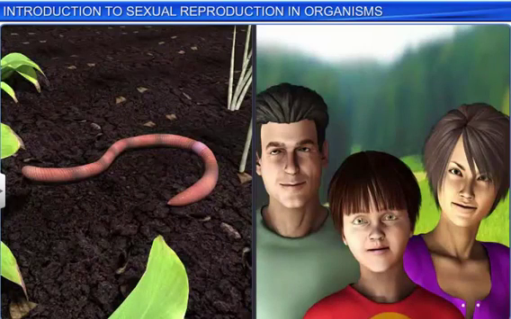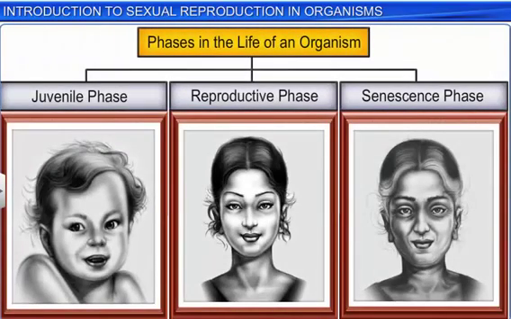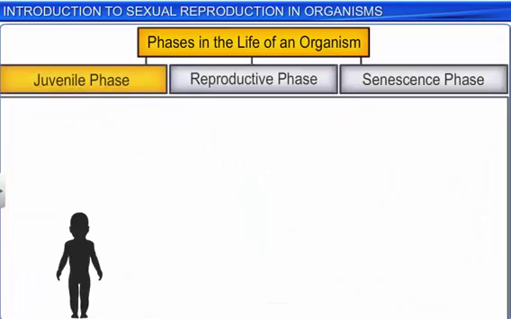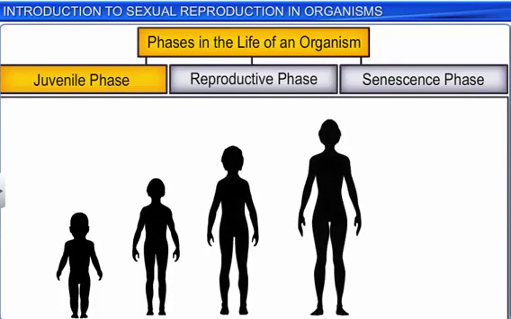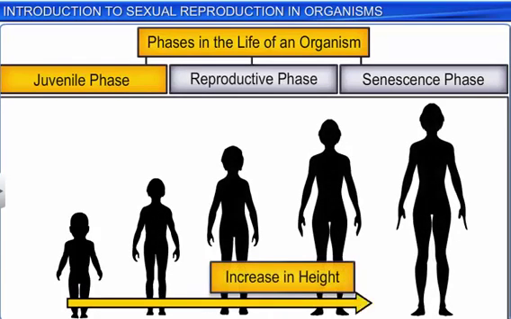Though organisms which engage in sexual reproduction vary in their external and internal structure, the pattern of sexual reproduction remains quite similar. All organisms, for instance, go through 3 phases of life: the juvenile phase, reproductive phase, and senescence phase. The juvenile phase is a period of growth which is characterized by an increase in height in all animals, including human beings.